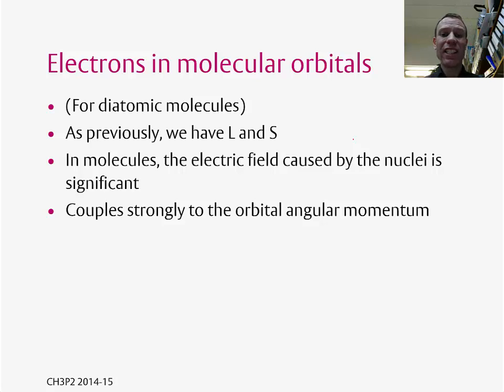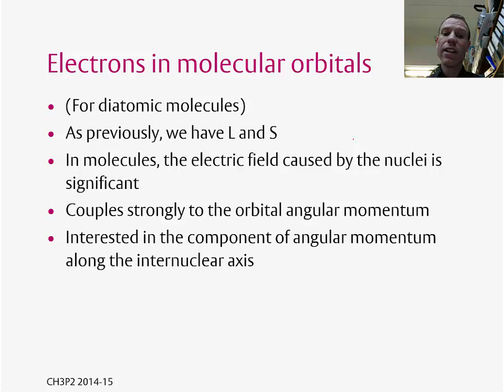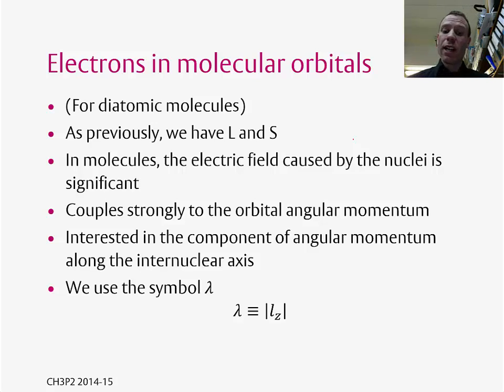We now need to use a slightly different quantum number instead. We use a lambda. And this is the component of the angular momentum along the internuclear axis. So we use a little lambda for thinking about the orbital angular momentum along the internuclear axis for individual electrons within the system. And lambda's a slightly different quantum number. It's effectively equivalent to Lz, but it's the magnitude of Lz. So lambda only takes positive values, so it can have the values 0, 1, and 2, and so on.